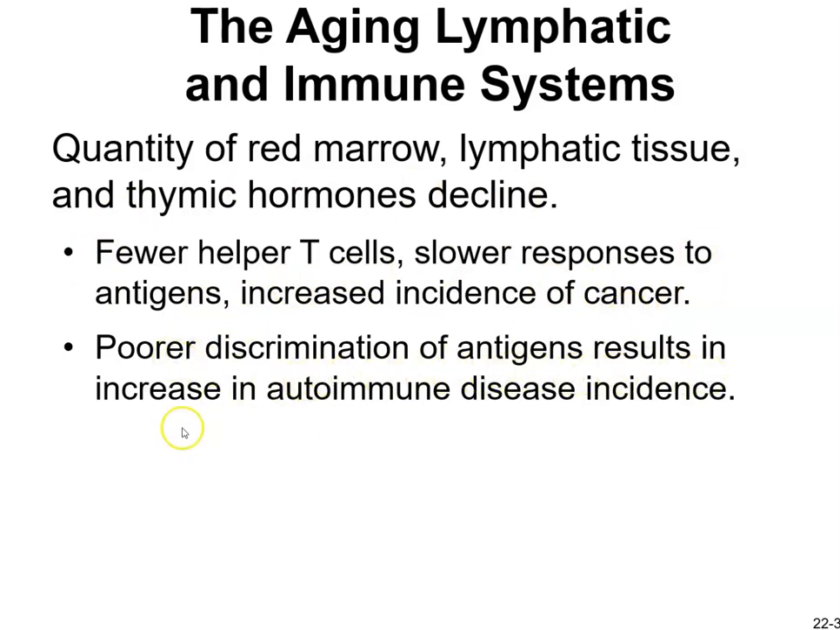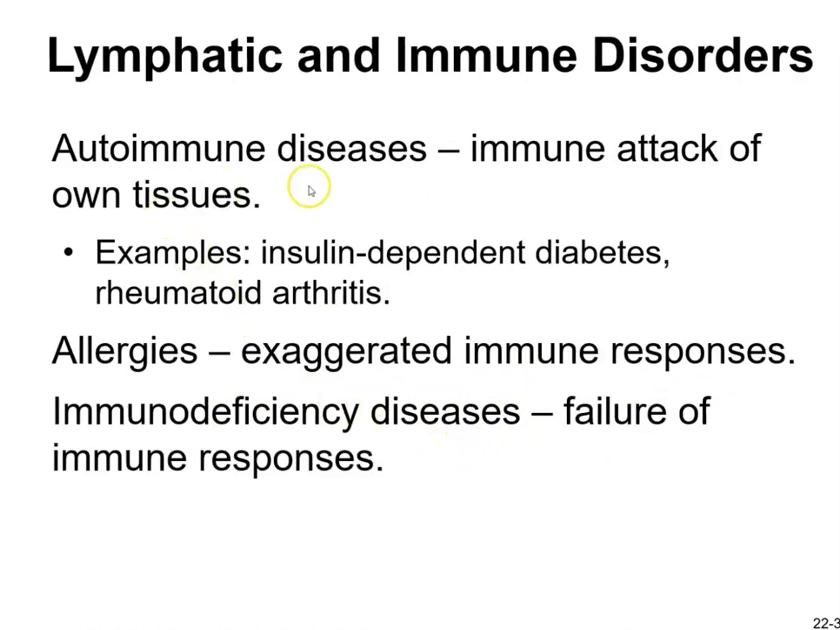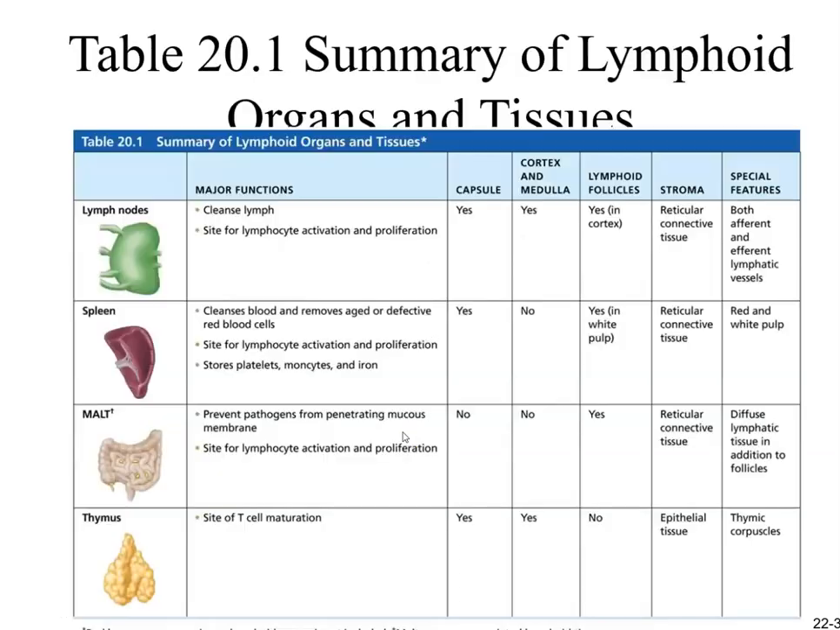Poor discrimination of antigens results in an increase in autoimmune diseases. So what happens is your body doesn't recognize good antigens and bad antigens, and basically then it attacks everything, and then your body starts attacking itself. So you get autoimmune diseases, unfortunately. Autoimmune diseases, immune attack of its own tissues, insulin-dependent diabetes, rheumatoid arthritis, those are all autoimmune. Allergies are exaggerated immune responses. Immunodeficiency diseases are failure of immune responses. So diabetes is autoimmune, rheumatoid arthritis is autoimmune, and there's a plethora of other autoimmune diseases that we've talked about throughout the semester.